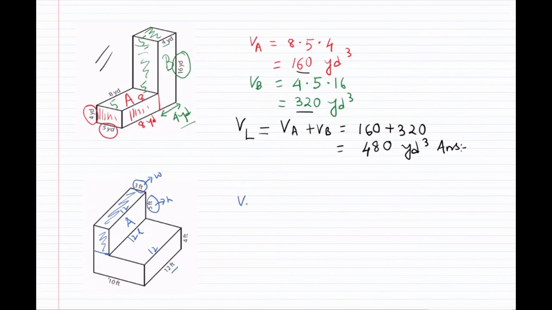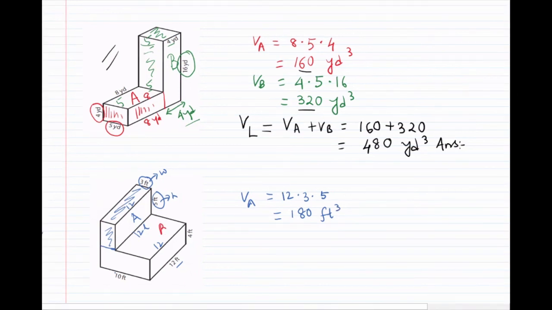Let's calculate the volume. L, 12, times width 3, times height 5, equals 3 times 5 is 15, 15 times 12 is 180 feet cube. This is our prism B.